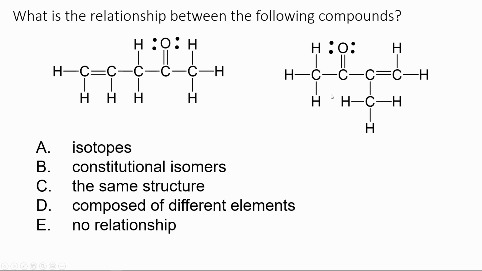The connectivity of these atoms in the 2 structures is different. So that makes these constitutional isomers from each other. We have the same molecular formula for both molecules, but we're going to have different atom-to-atom connectivity for the molecules. So these are not isotopes. They are not the same structure. They are not composed of different elements. The relationship is constitutional isomers.